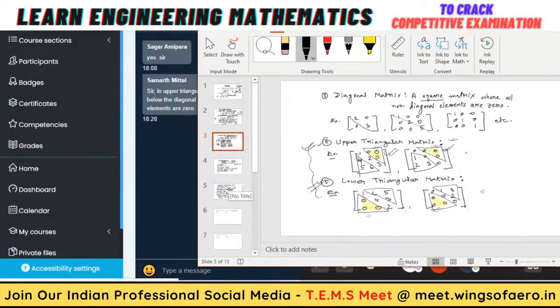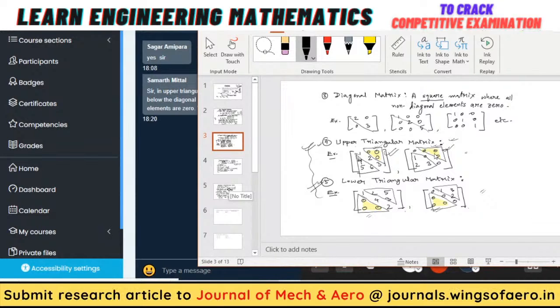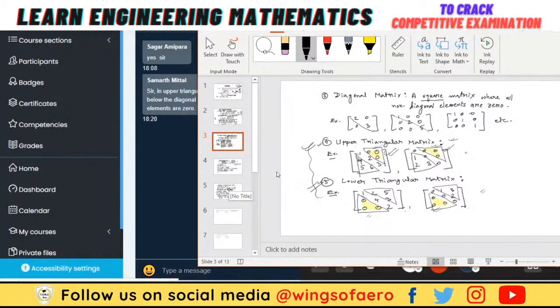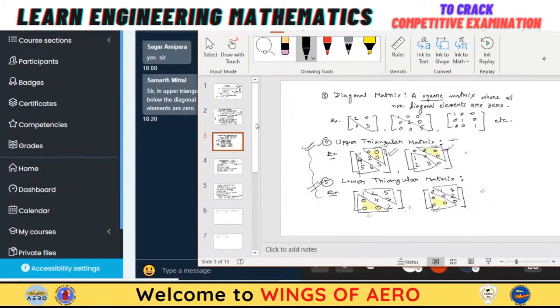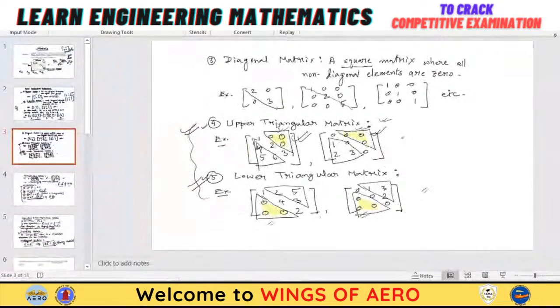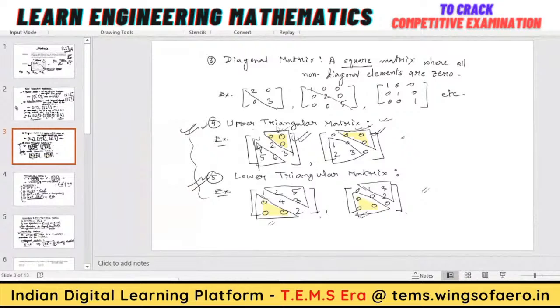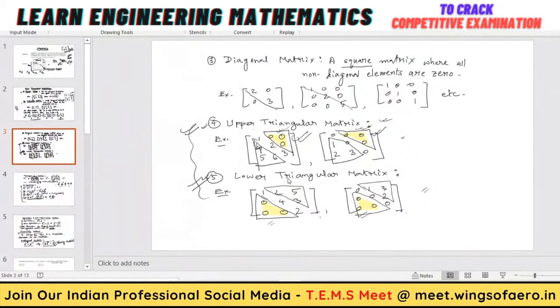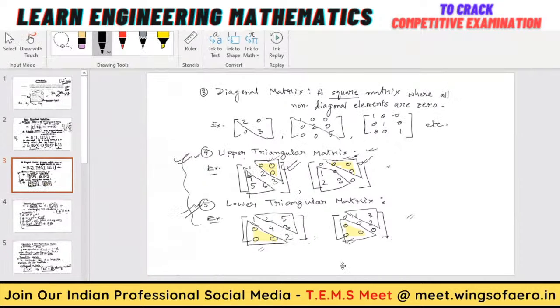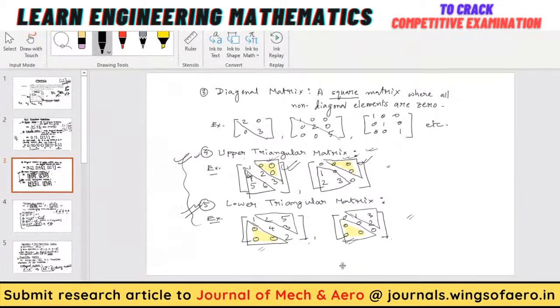Excuse me, sir. Yes. Sorry, sir, but I just checked it on Google and it is written lower elements will be 0 for upper triangular matrix. No. Lower elements will be 0 for upper triangular matrix. Yes, sir. I don't think so. Please, sir, if you could check one more time. You make me confused. Wait.